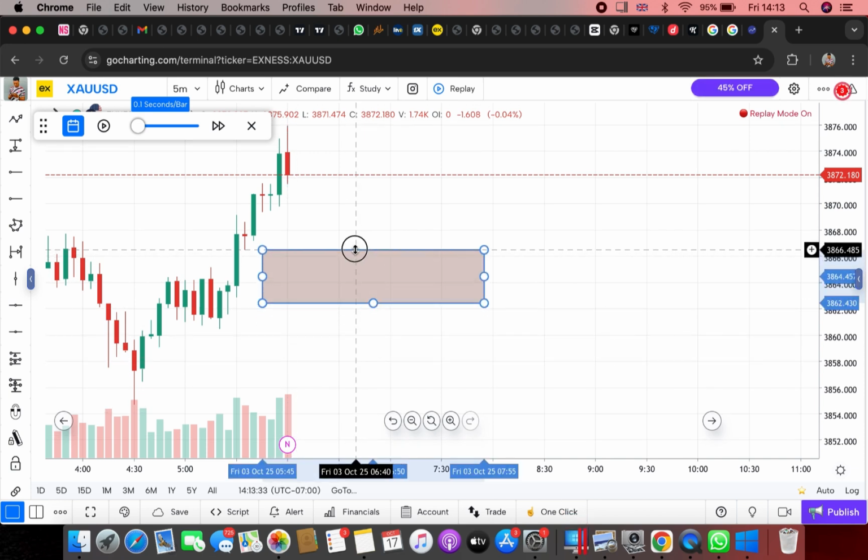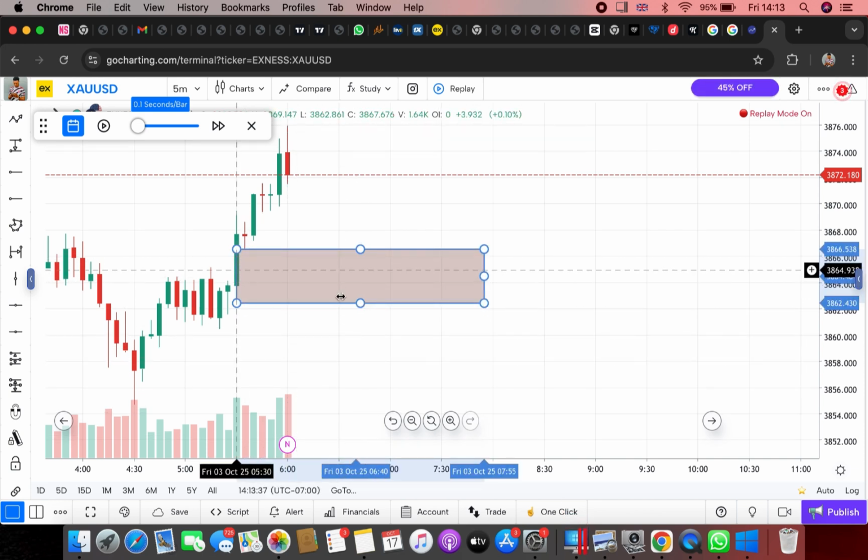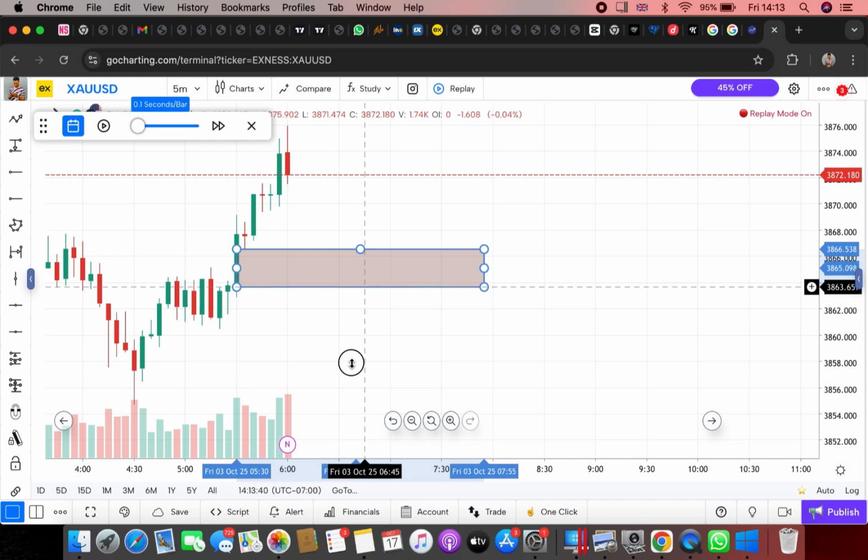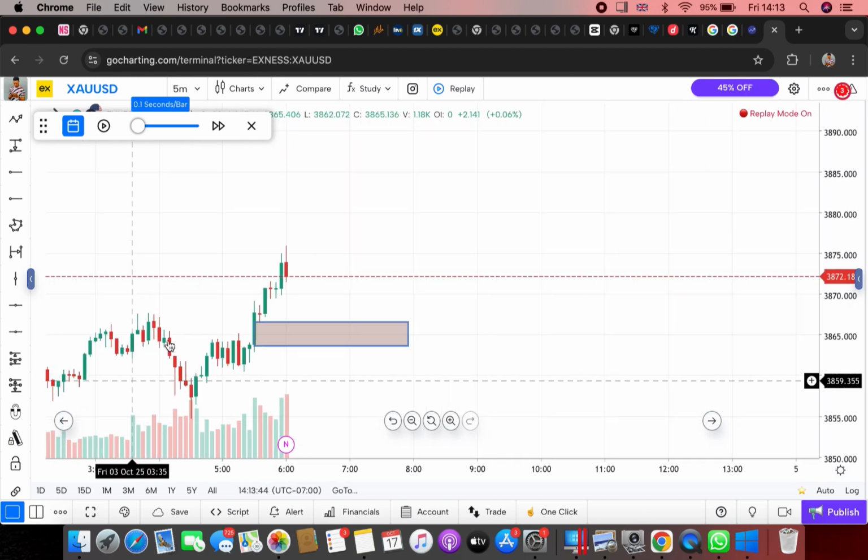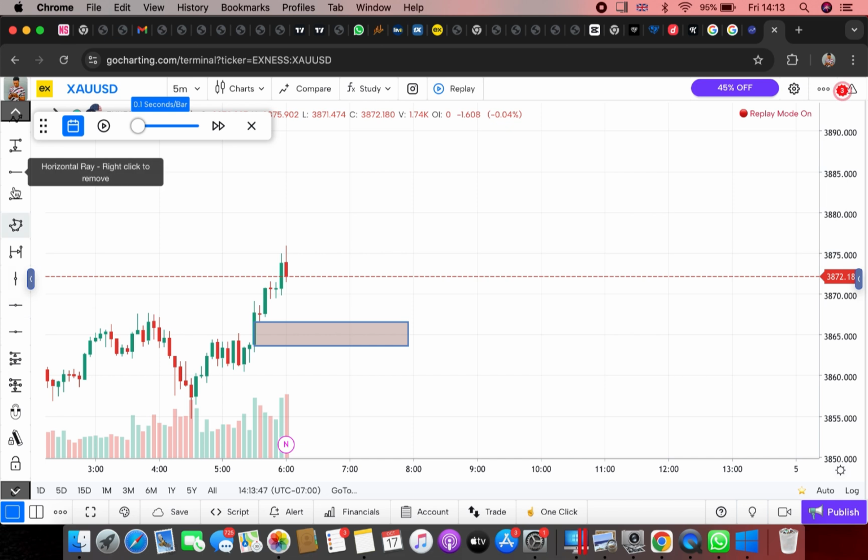From here, this fair value gap should be another entry for us if the market can come here, because it has broken this high here.